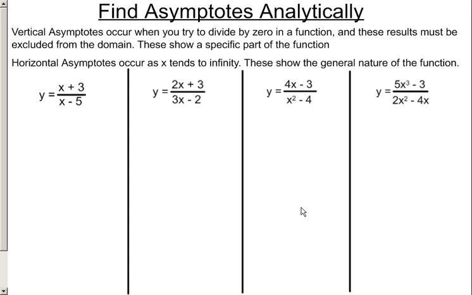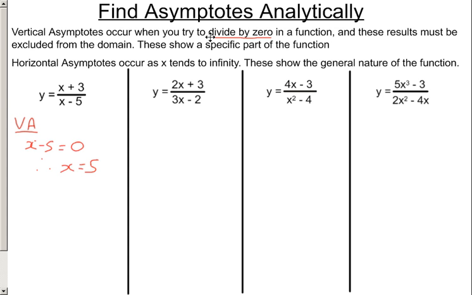So, a vertical asymptote occurs when we try to divide by 0 in a function. These results must be excluded from the domain because we can't divide by 0. So let's have a look at this first example. The vertical asymptote here is what happens when we want 0 on the bottom of the function. That is, when x minus 5, the bottom of the function, is equal to 0. Rearranging this, we get the equation of the asymptote is x equals 5.